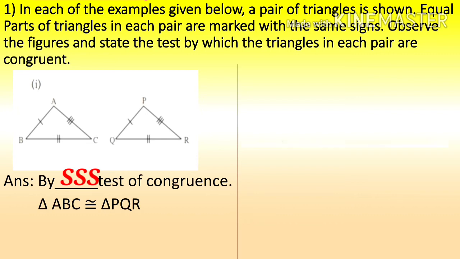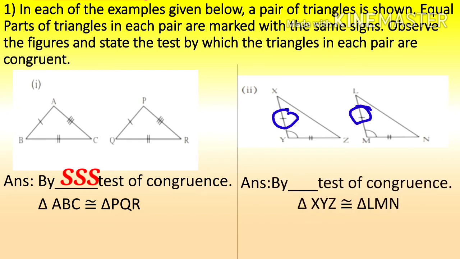The second sum is given: triangle XYZ and triangle LMN. Student, in this figure you will see side XY is congruent to side LM, angle Y is congruent to angle M, and side YZ is congruent to side MN. So student, by which test of congruence are these two triangles congruent? By SAS test. Therefore, triangle XYZ is congruent to triangle LMN.